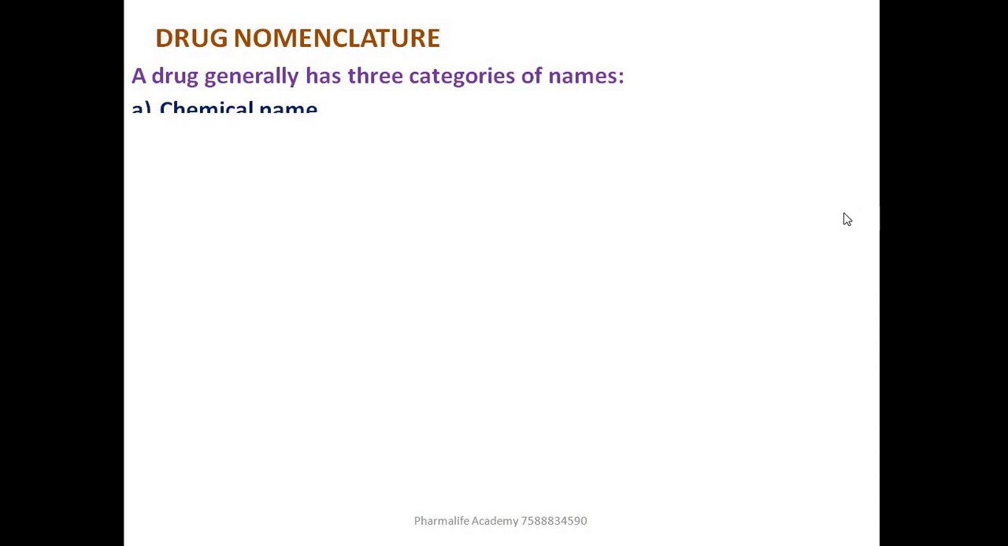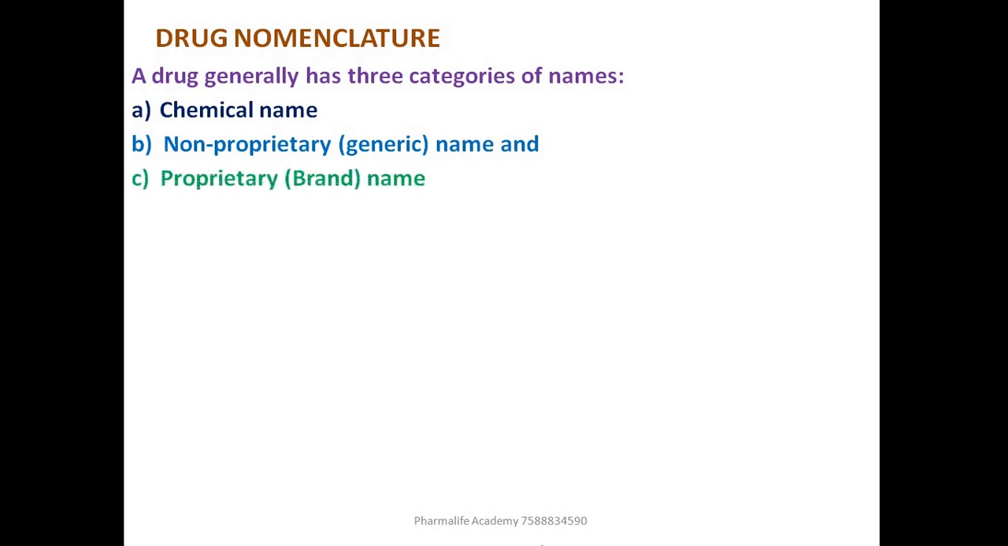Drug nomenclature. A drug generally has three categories of names: A, chemical name, that is generally IUPAC name; B, non-proprietary name, that is a generic name; and C, proprietary name, that is a brand name or trade name.